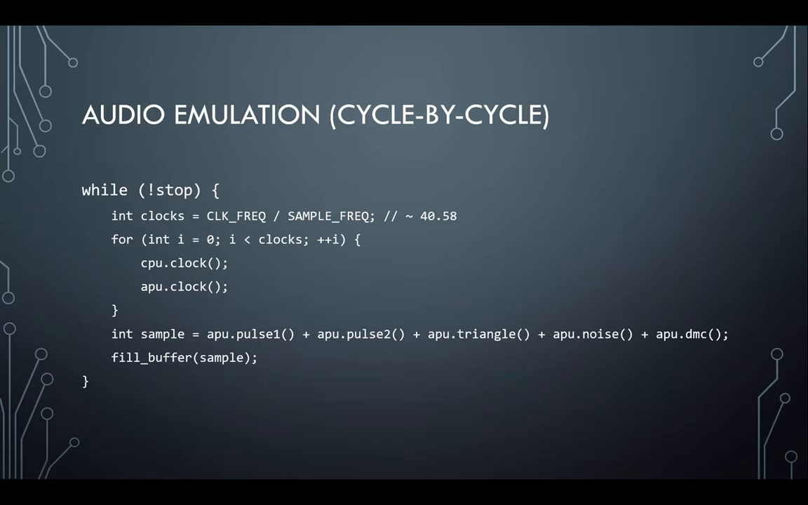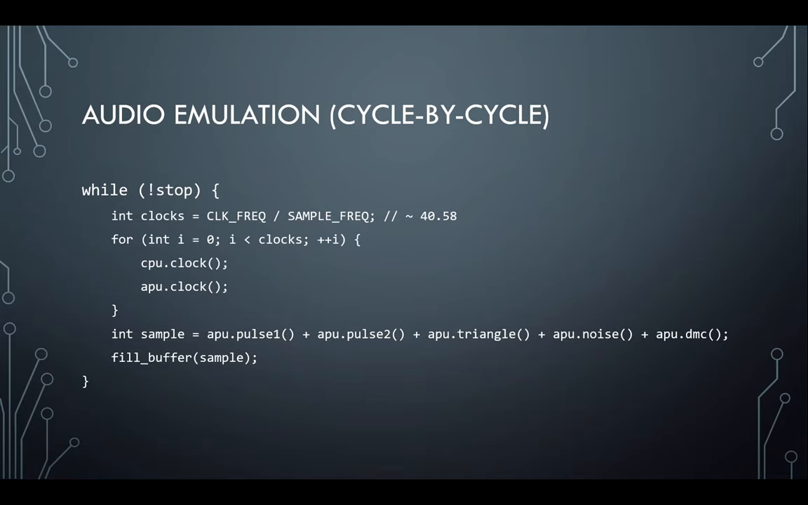So basically, when we have about 40 clocks, we just clock this in a loop. Then after this clock has been done, we just do a sample for all. Then push to a buffer. So this is just the gist of how our emulator works.